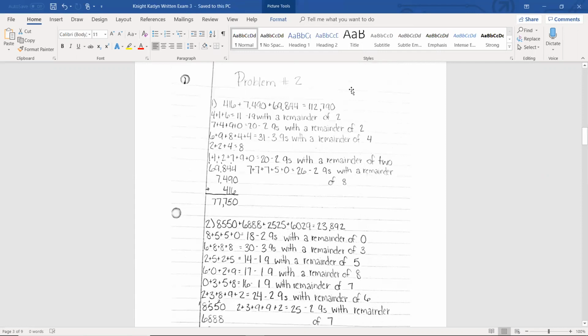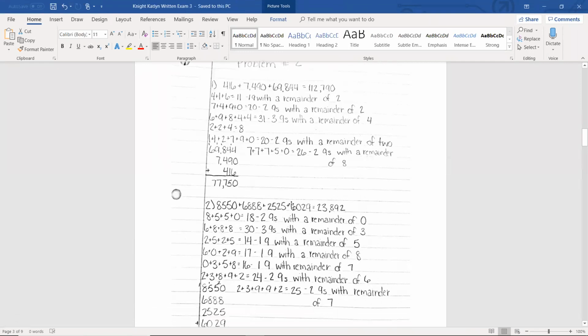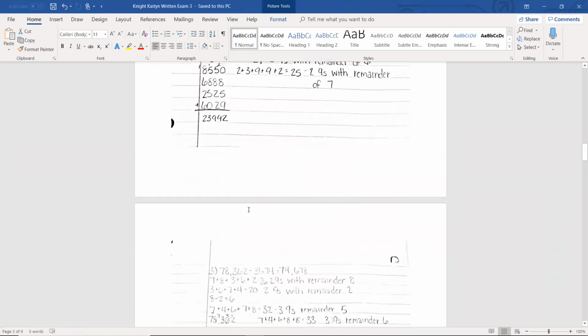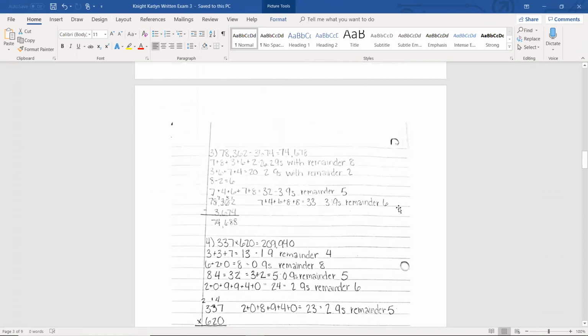So all that I did was I went through and re-added these, as you can see right here, and I got the answer of 77,750. And when I redid the math, I got 2 nines with a remainder of 8 after adding all these together. And 8 is the same remainder, and that is how we know that is correct. It is the exact same process for number 2. Number 3 is almost the exact same.